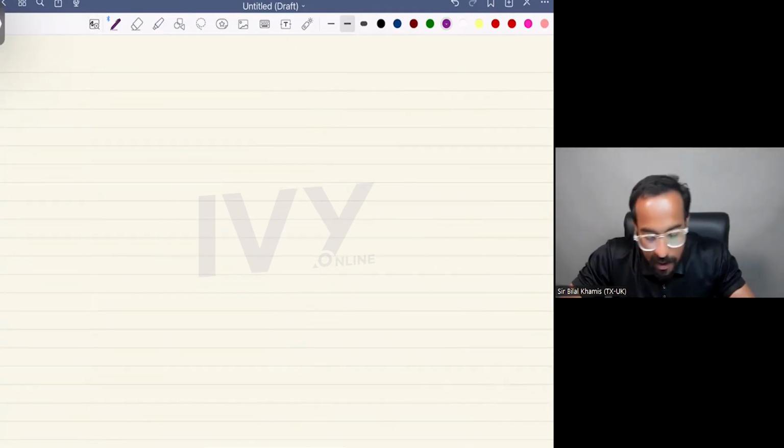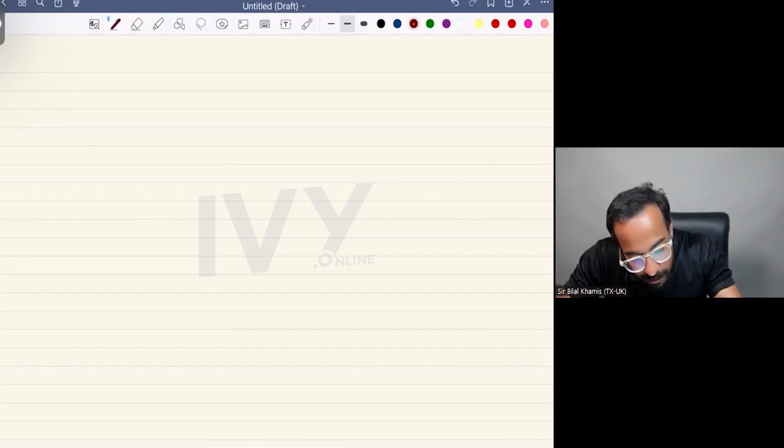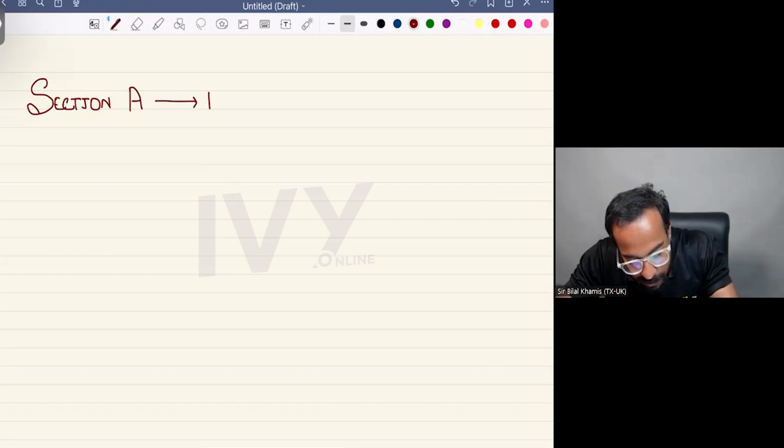Now, moving towards the structure, the paper has three sections, as you know, similar to how the FR has three sections. Section A belongs to MCQs.